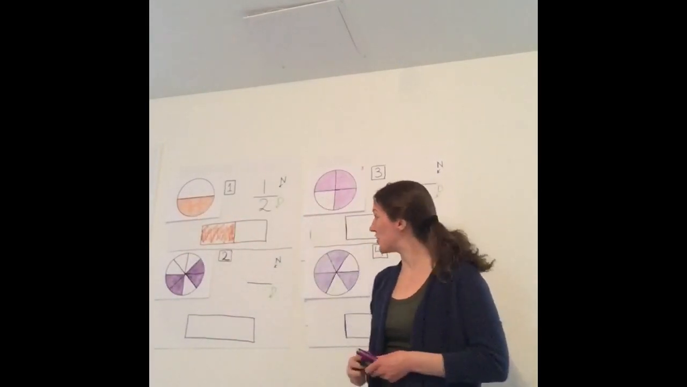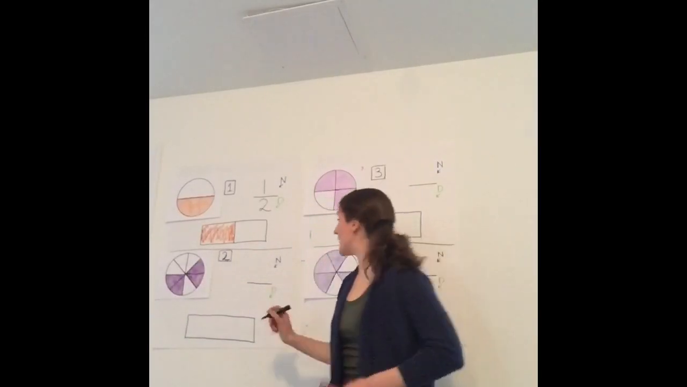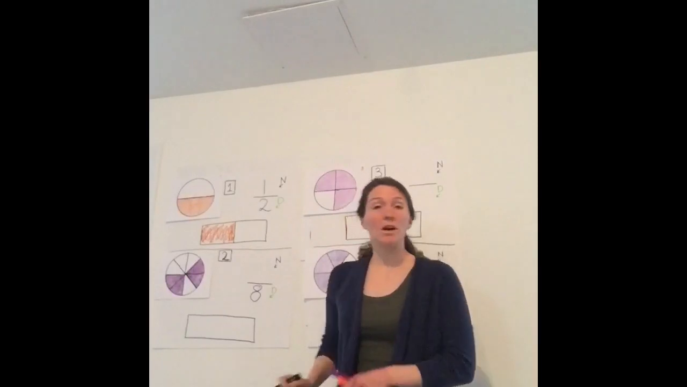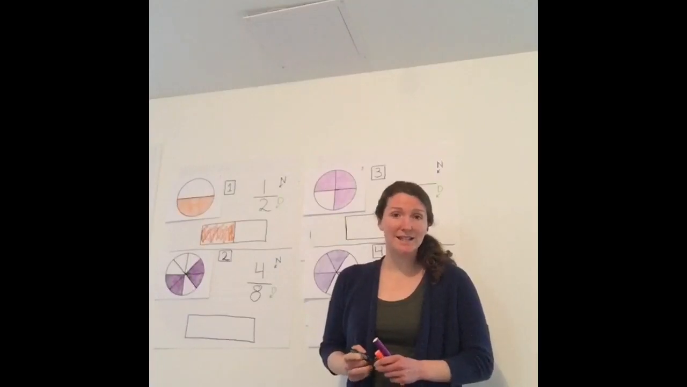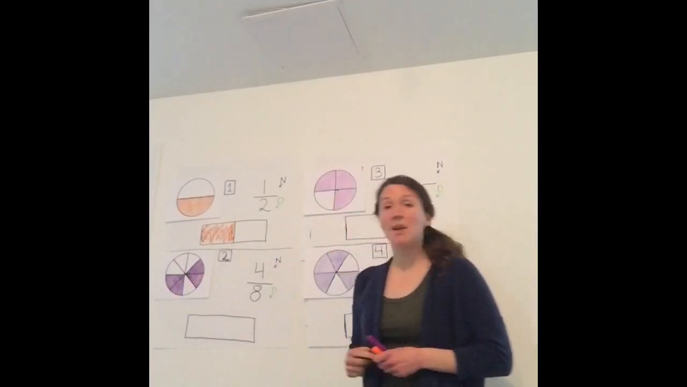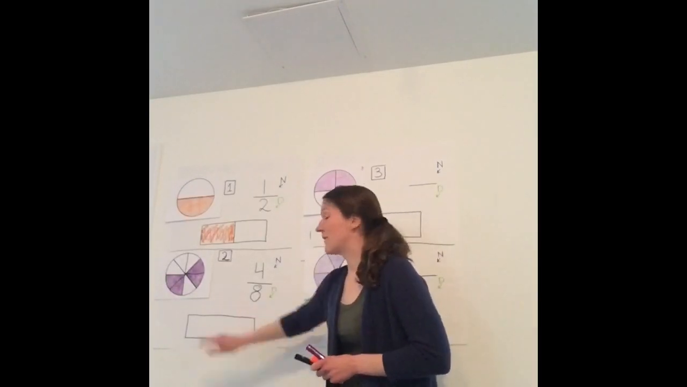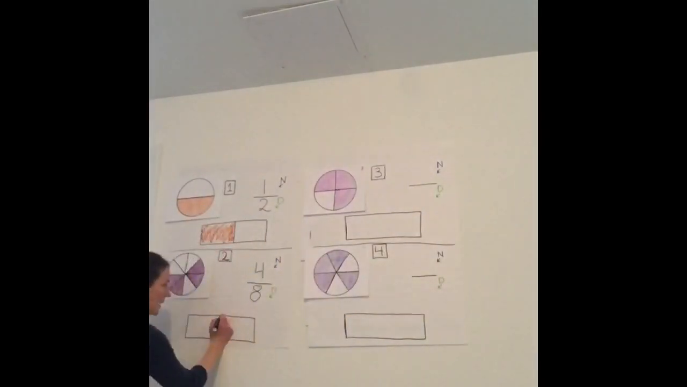All right, number 2, we had one whole that was divided into 8 equal parts. And 4 of the 8 equal parts are colored in. So we have 4/8. I'm going to draw a bar model to represent 4/8. So it's going to be hard to divide this into 8 equal parts. So I'm going to start with dividing it into 2 equal parts because I know 2 equal groups of 2 is 4. So 2 parts make each part into a group of 2.